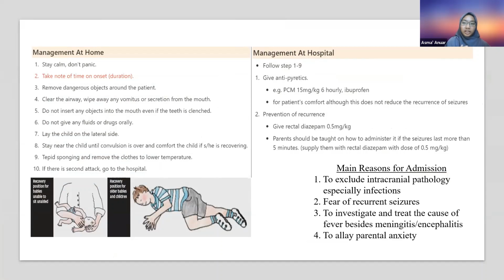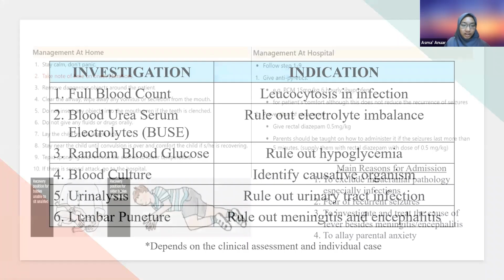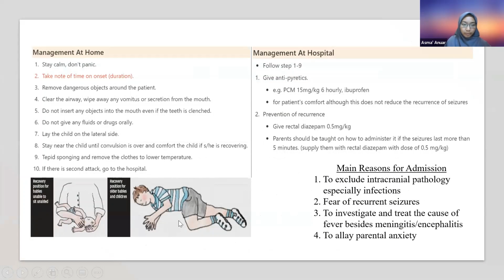And most importantly, the parents should take note of the time of onset, to know the duration, to classify the type of febrile seizure, and then they can lay the child on the lateral side, as you can see in the picture. This is the recovery position, and they can also tepid sponge and remove the clothes to lower the temperature of their child. And if there is a second attack, they should go to the hospital.